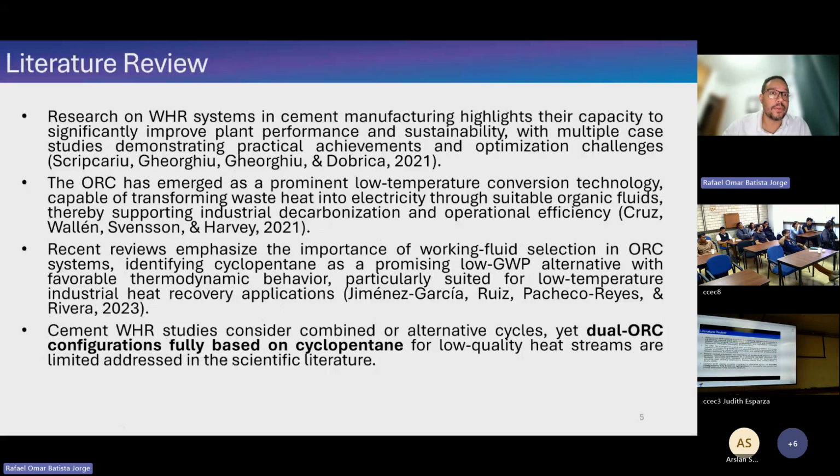There have been previous works on WHR systems using organic Rankine cycles in the cement industry, but nevertheless, one of the main points of this study is that we are using two different sources of waste heat in the dual ORC configuration that we are proposing. Typically, in a dual ORC, we have a second stream derived from a single point of heat source. In this case, we are using two heat sources from different processes of the cement production, right?